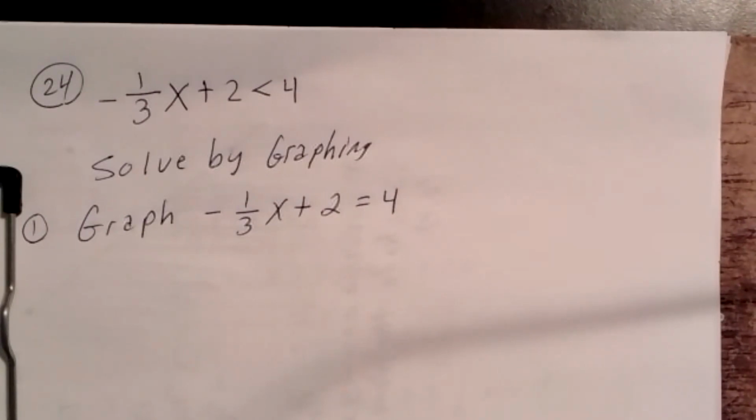Would it be an undefined line or horizontal? Okay, I'll give you a hint. It's either going to be a horizontal or a vertical line. Which one is it going to be? Vertical. It's going to be a vertical line because we don't have the y variable.